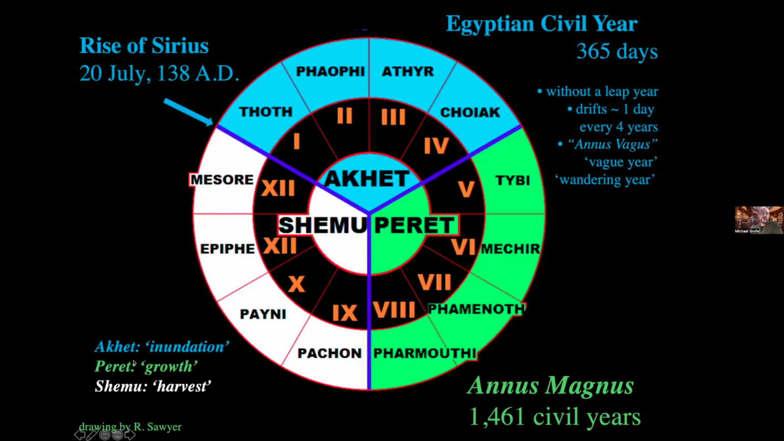Okay, so just a little bit of a definition here. Akhet refers to inundation or the flooding of the Nile, which began originally on the first day of the month of Thoth. And so, of course, that would not coincide with the flooding of the Nile, as this would fall back one day every 4 years.